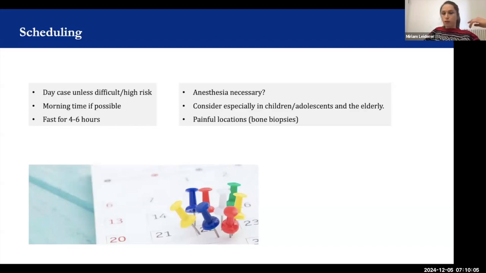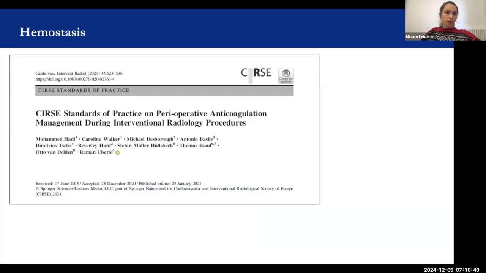Consider anesthesia, especially in children and adolescents, although often you'll be able to do your own conscious sedation, depending on your own experience and your local hospital guidelines. Elderly patients are also often less compliant, so you can consider anesthesia in those too. Also for painful locations, like bone biopsies, at least have a good plan for pain management.